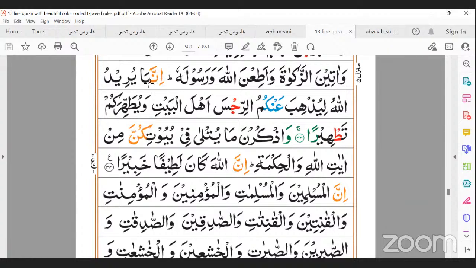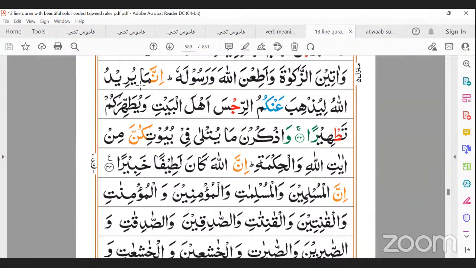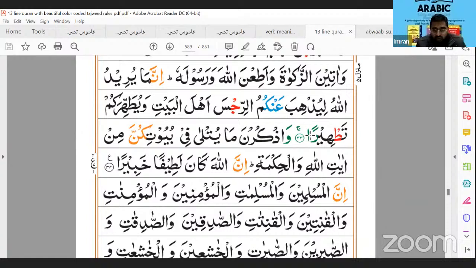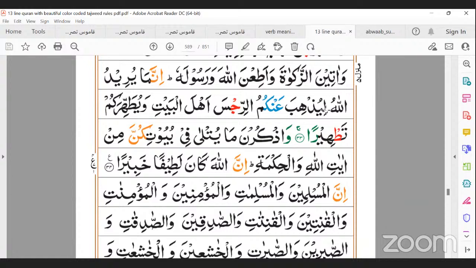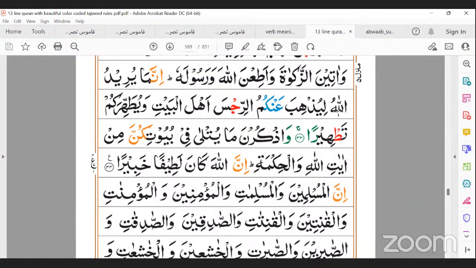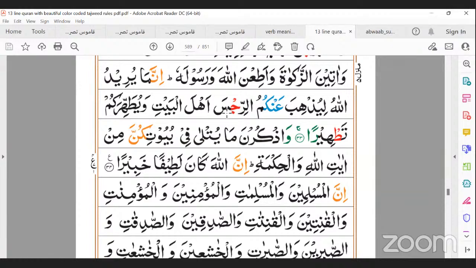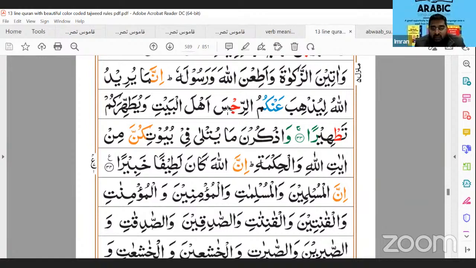Innama yuridullahu. Innama means surely. Yuridullahu: Allah wants. Who wants? Allah wants. Liyudhiba: to cause the removing. Who is doing this action? Allah is doing the action. What is he causing? Ankum, from you, referring to the Ahlul Bayt. What is he removing? Ar-rijsa, the impurities. Can you see ar-rijsa with a fatha?